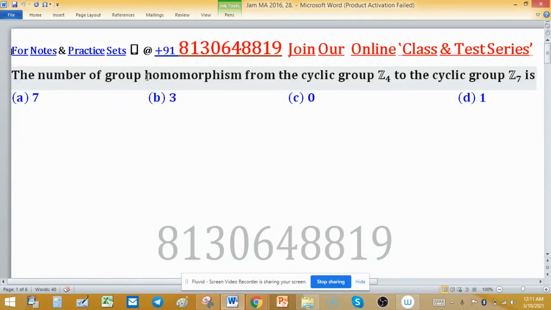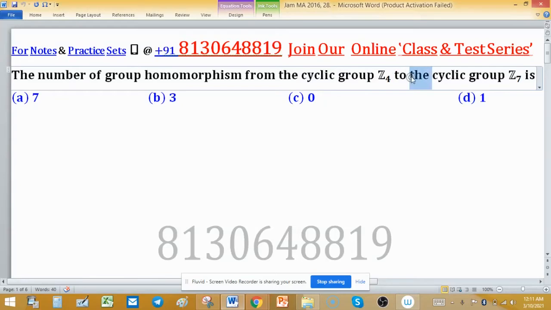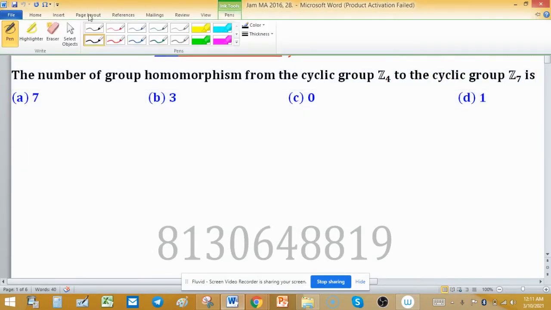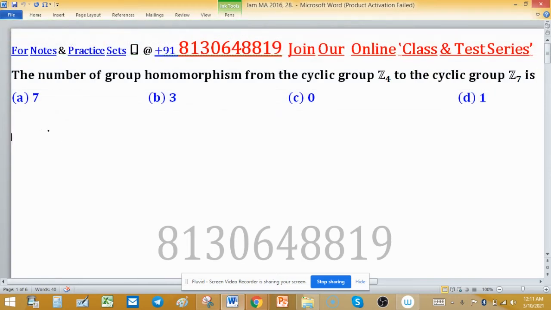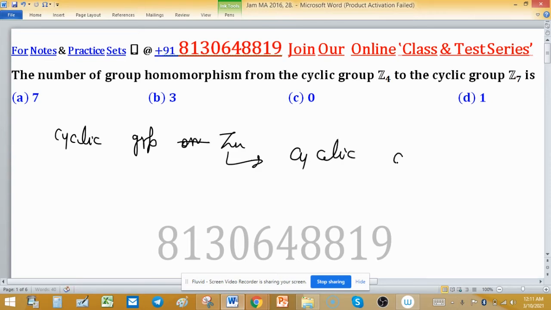The number of group homomorphisms from the cyclic group Z4 to the cyclic group Z7 is, in general, given the information, a cyclic group over Zn, and this group is cyclic as well as abelian with respect to the operation addition modulo n.